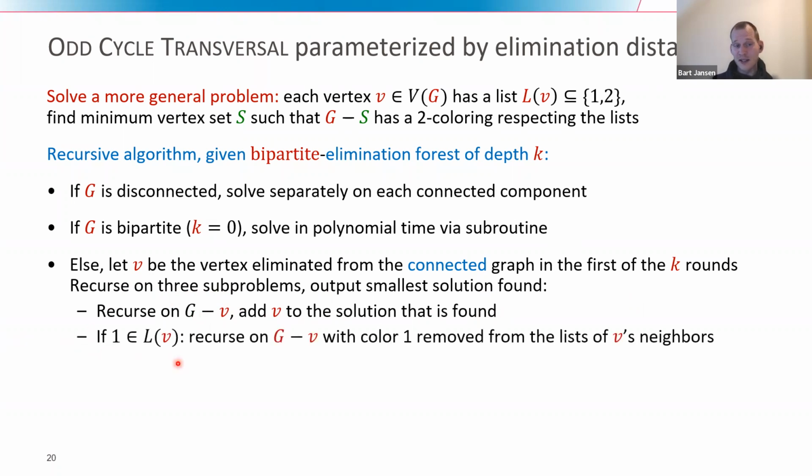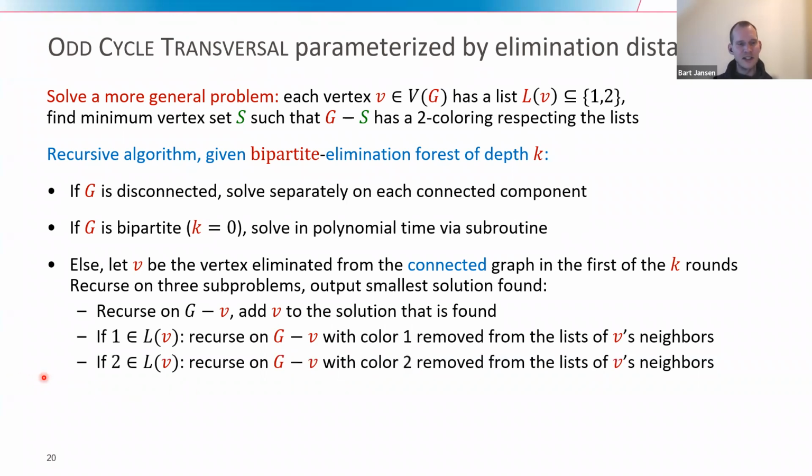If color 1 is allowed to appear on V, then we have to consider the situation that V gets colored 1 in the solution. So then we can recurse on the graph with V removed. We remove color 1 from the list of all of these neighbors. This will ensure that we can safely color V with color 1 when we have a solution for the recursive instance. Alternatively, if color 2 is allowed on V, then we can remove V from the graph, also remove color 2 from the list of its neighbors, and recursively solve that.